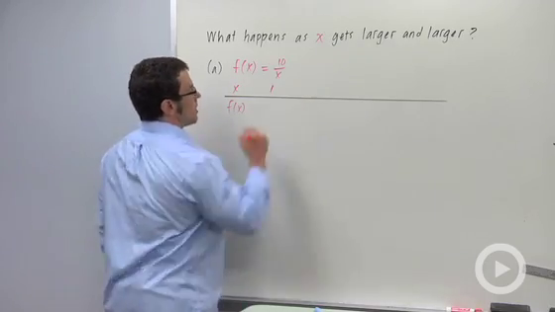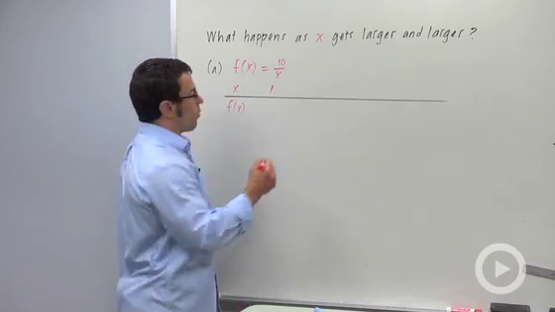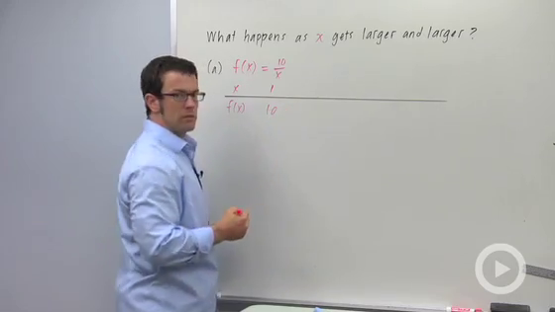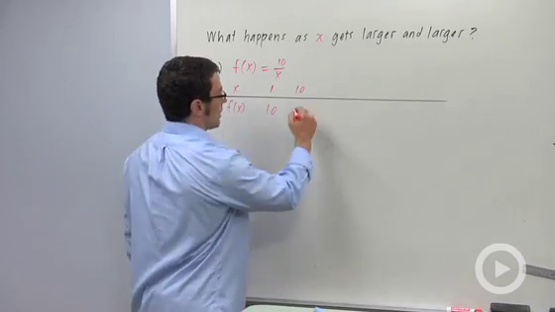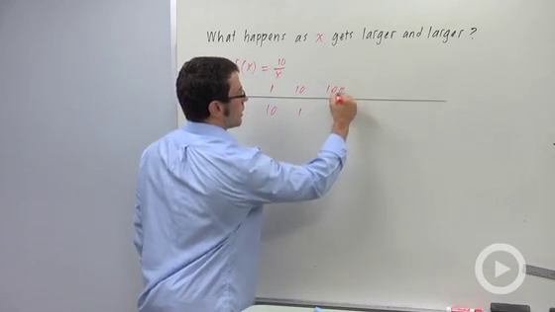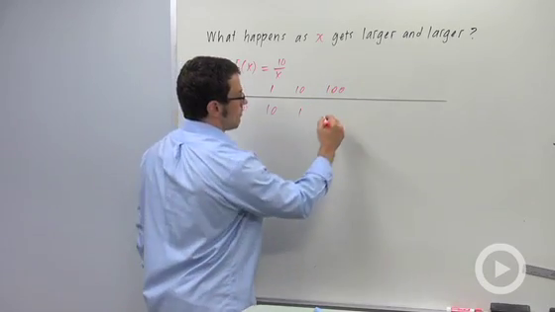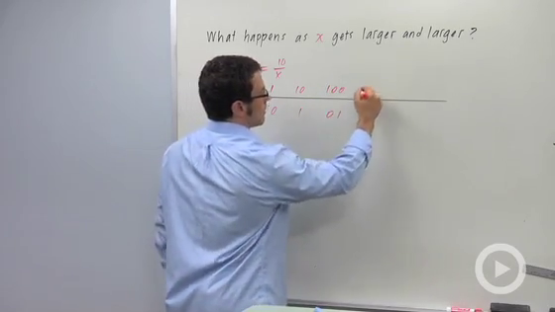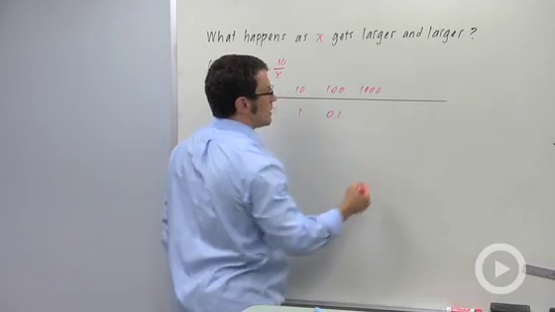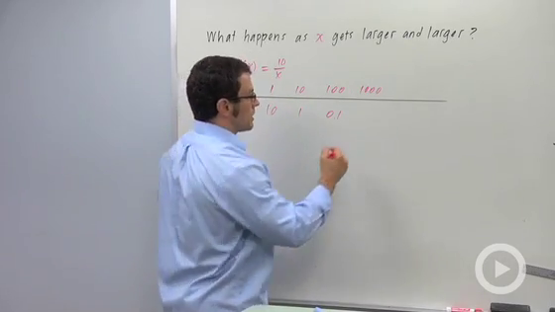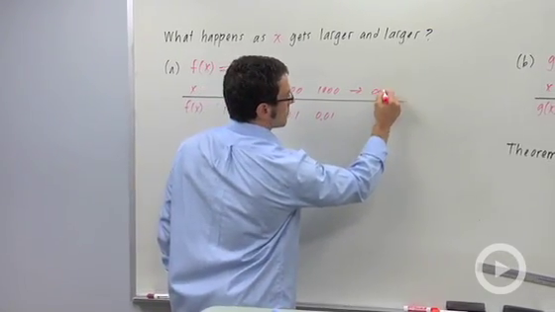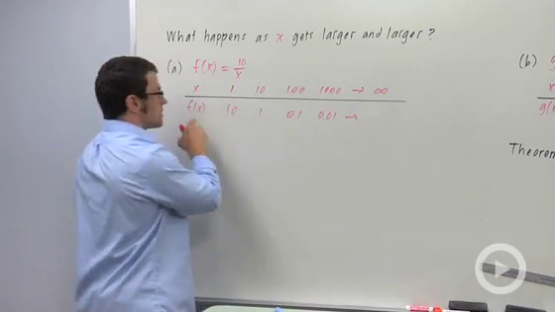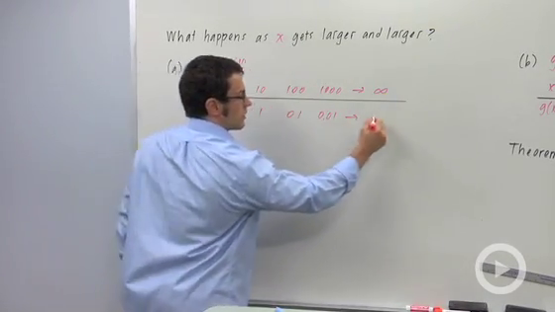Let's start with a number like 1. 10 over 1 would be 10. How about 10? 10 over 10 is 1. 100. 10 over 100, 0.1. How about 1,000? 10 over 1,000 is 0.01. You can see that as x gets larger, the values of f of x are going to 0.